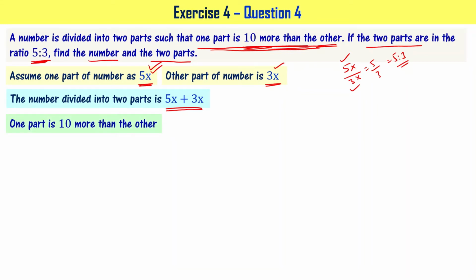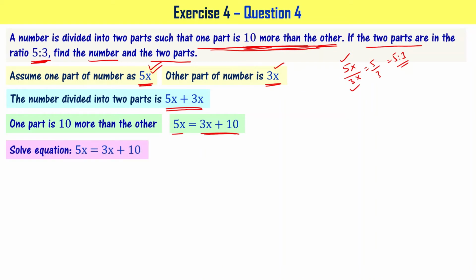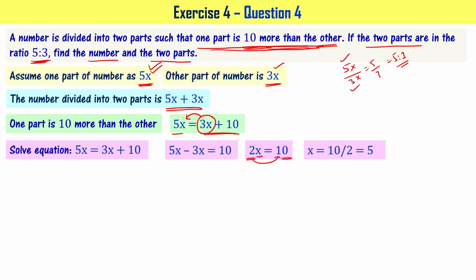One part is 10 more than other. It means 5x is 10 more than 3x. Let me write that. 5x equal to 3x plus 10. It is a linear equation in one variable, right? We can solve this equation. For that, let us transpose 3x to the other side. When you do that, it becomes minus 3x. So 5x minus 3x equal to 10. It means 2x equal to 10, right? Now let me transpose this 2 to the other side. Since it is multiplying x, it is going to divide 10, right? So x equal to 10 by 2, that is equal to 5.